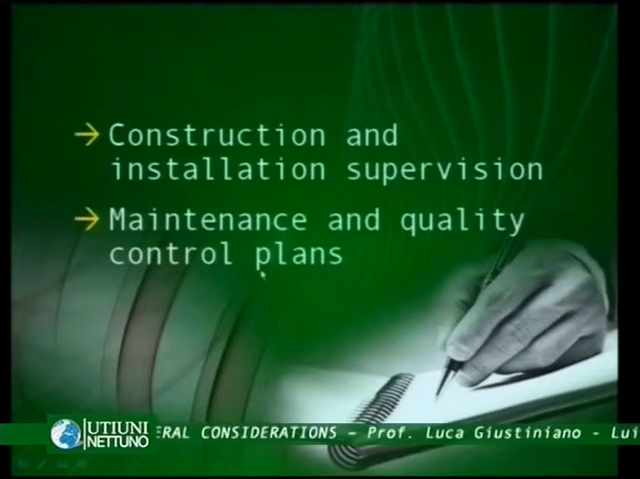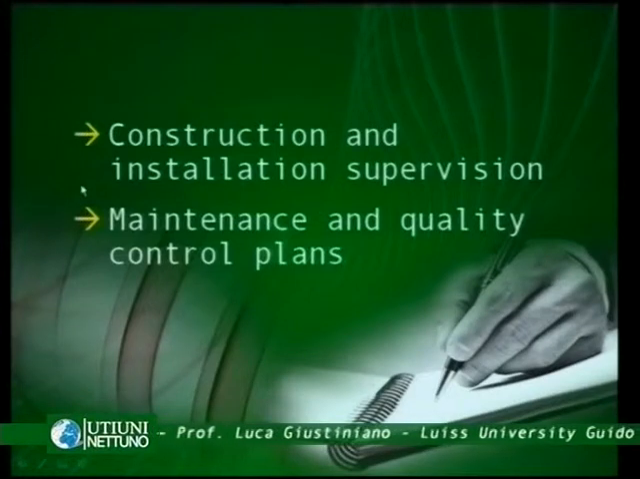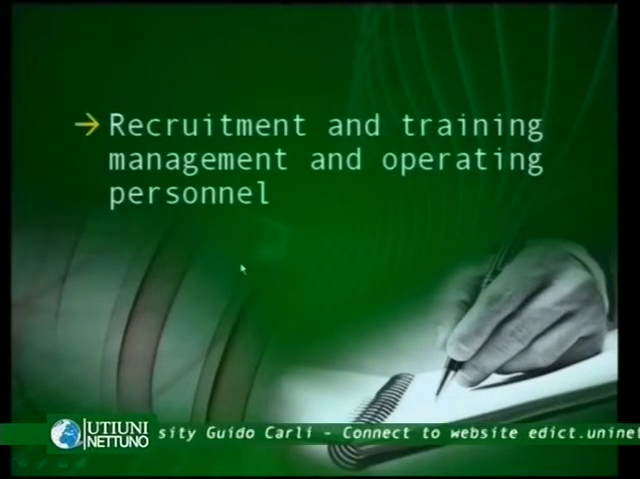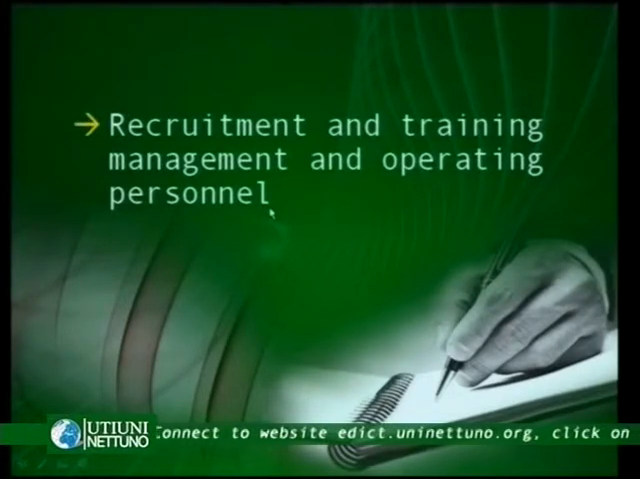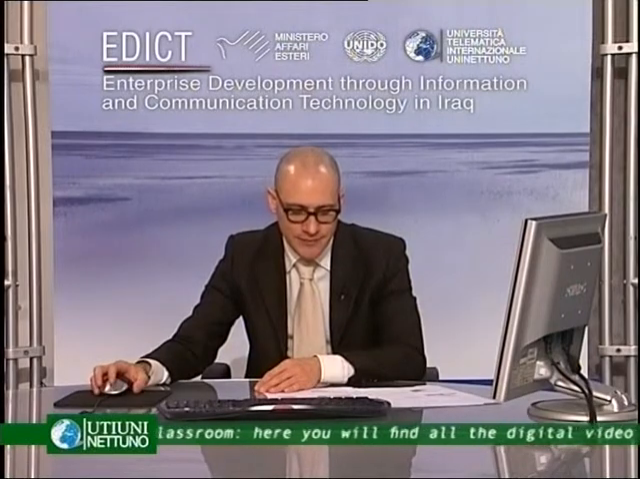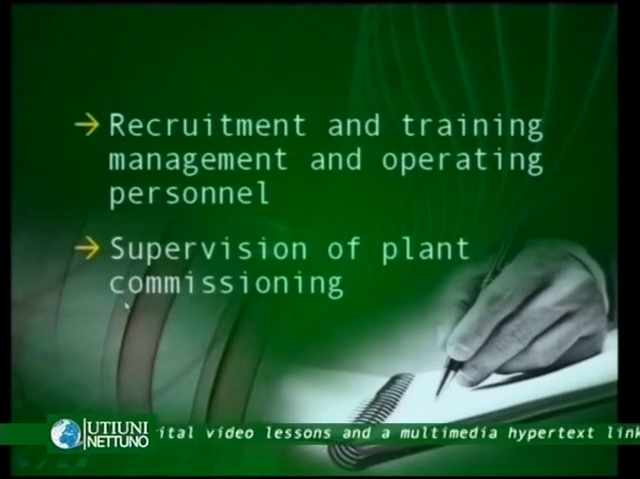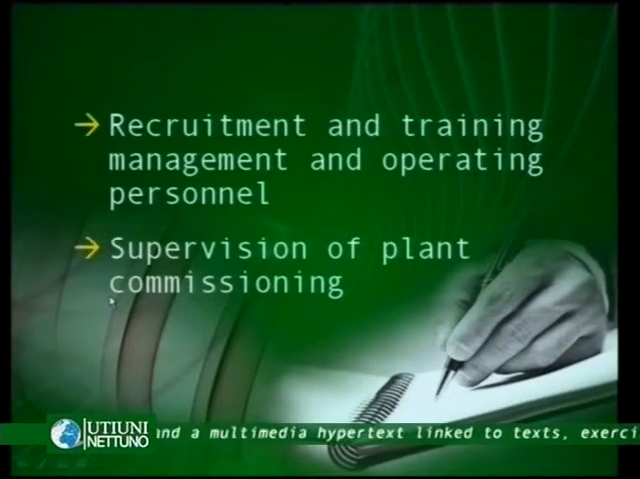Then we have maintenance and quality control plans. So it's not just about the installation, it's about maintenance and quality control as well. It's about recruitment and training management and operating personnel. So it's not just about technology, as we've seen already, it's about the workforce, which is interacting with the technology itself. Supervision of plant commissioning. So, the commissioning phase is crucial in the investment phase. And as we've seen during the planning phase, commissioning and decommissioning are two important phases in our project investment. They both should be monitored, both should be estimated in terms of costs and risks for the project itself.